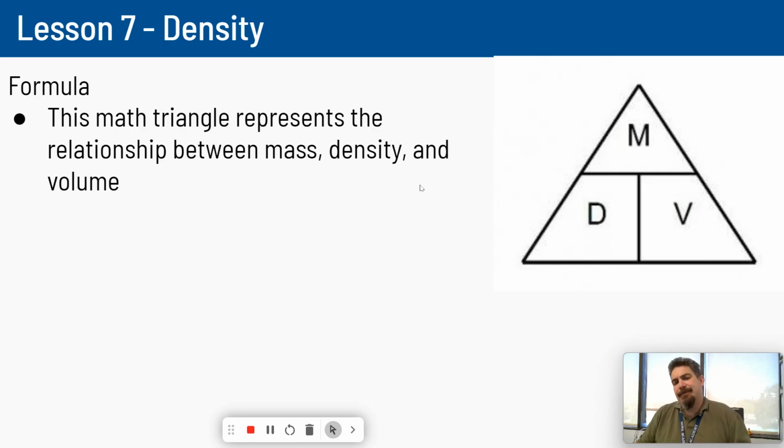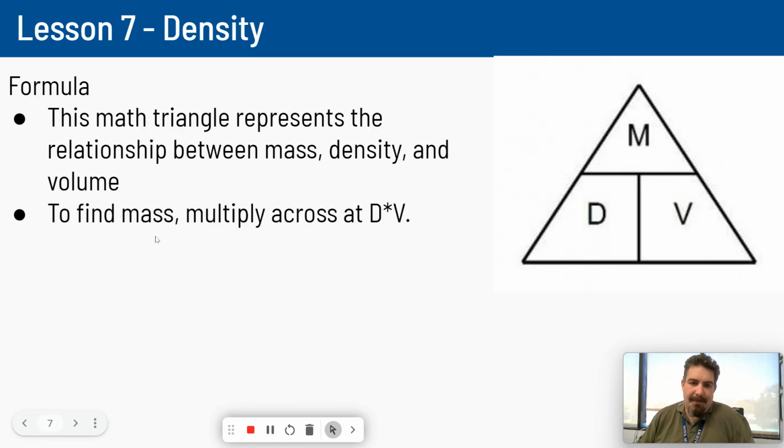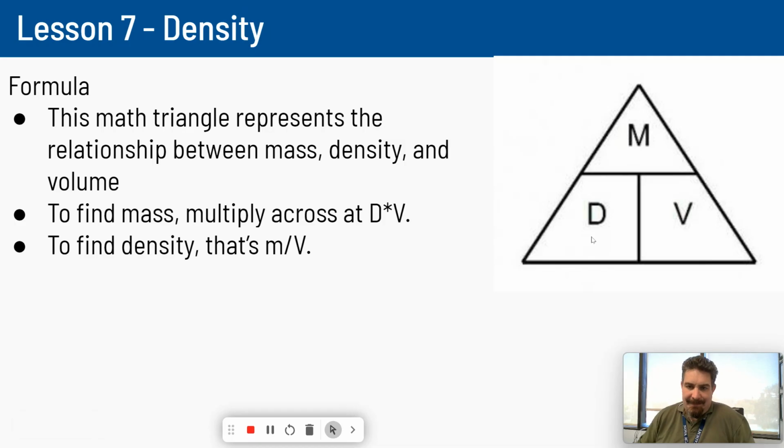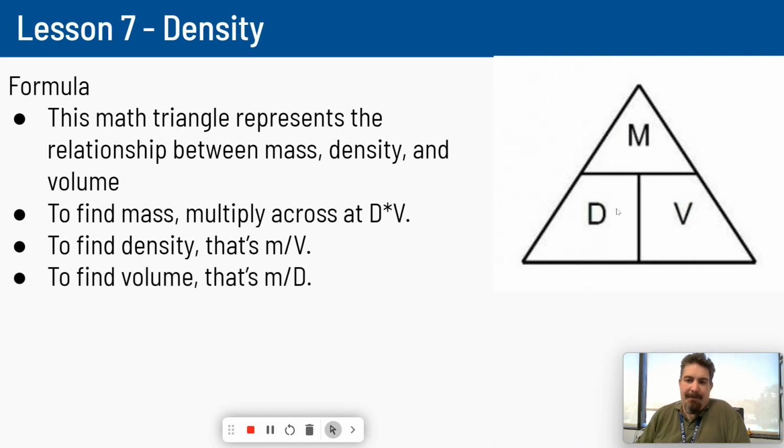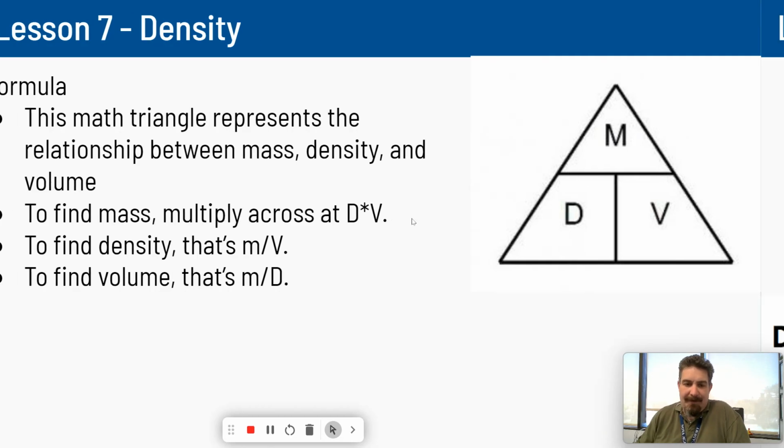So this math triangle represents the relationship between these, like I said. So mass, you can multiply across. You want to find this, multiply density times volume. If you want to find density, this is what you don't know, well, mass divided by volume. Okay, this is how the math triangle really helps us. And if you want to find the volume, well, it's mass divided by density. Okay, that line, the division line here, it's kind of like if you made a fraction.